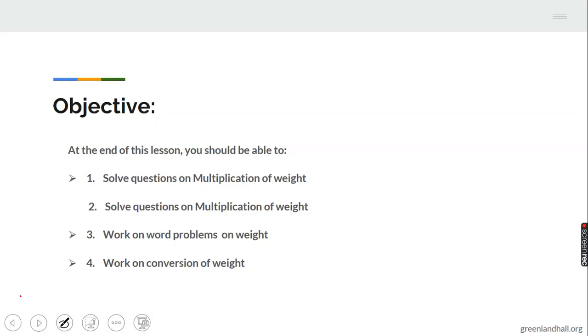At the end of this lesson, you should be able to solve questions on multiplication of weight, solve questions on division of weight, and then you should be able to work on word problems on weight and work on conversion of weight.